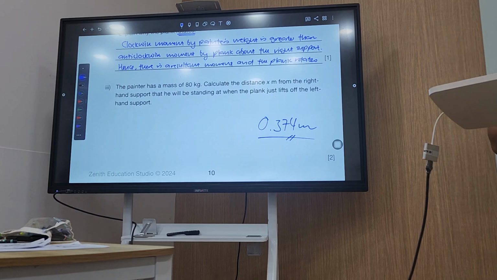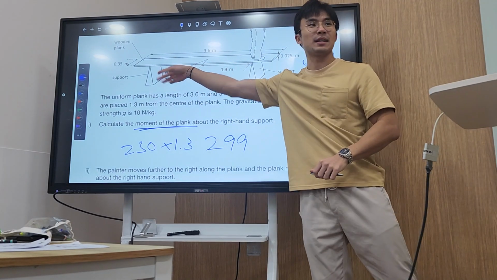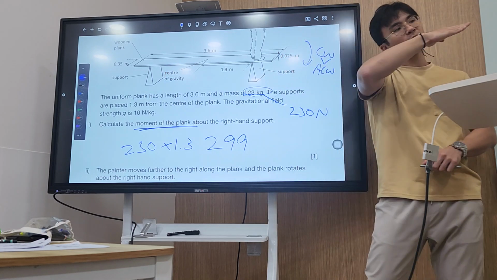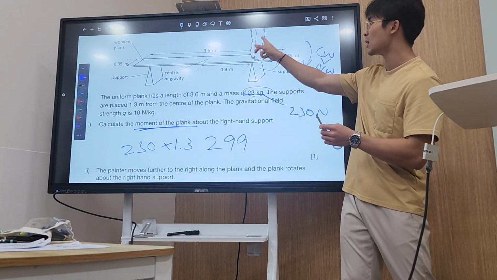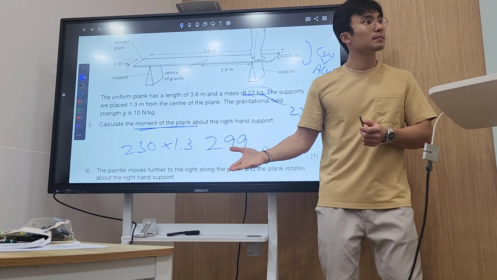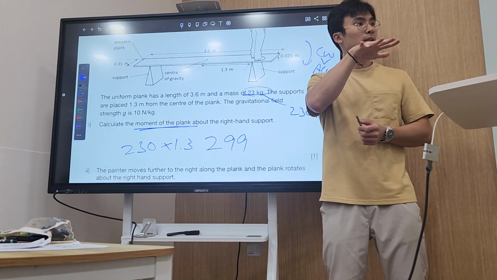Just lift off means what? Means at that exact point, the fella just lifts off your left hand support, correct? So that means this whole side is gone already. Useless already. Agree? But he just lifts off now. So at the point where he's just lifting off, his moment and the moment by the plank is the same.